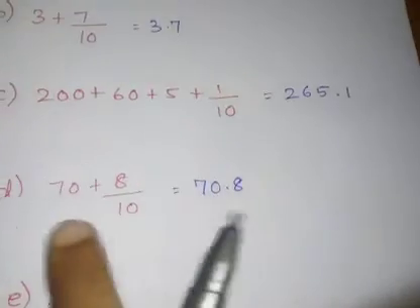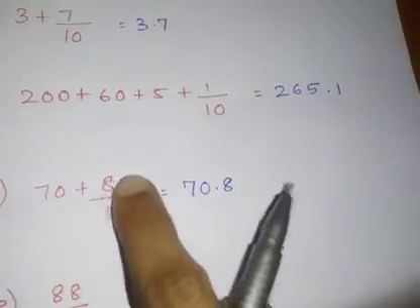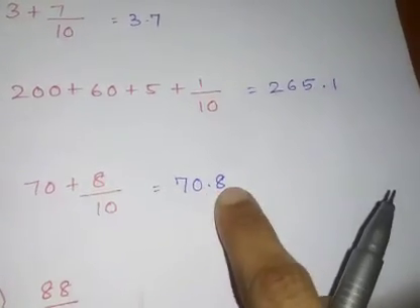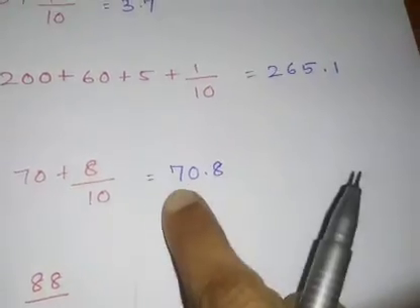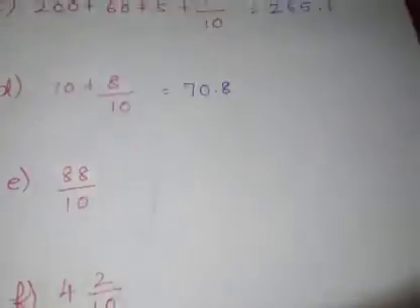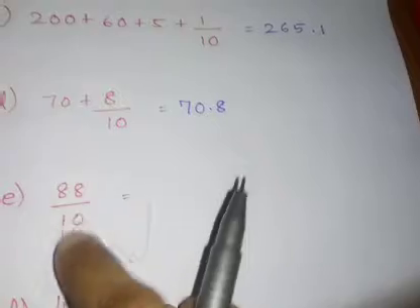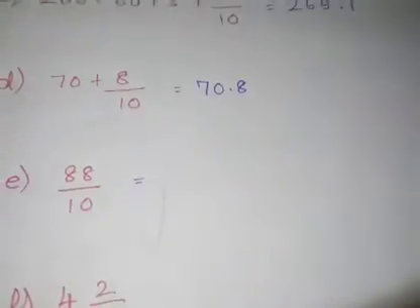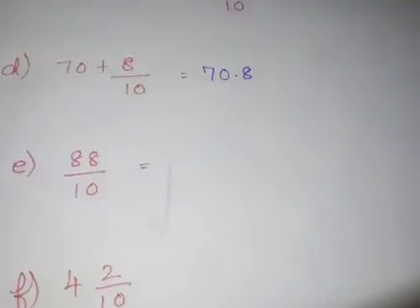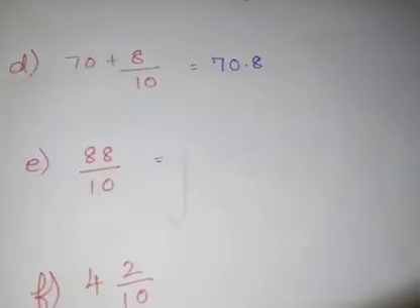70.8, because 70.8 is present in the tenths place. So after the decimal point you will write it: 70.8. Here, 88 by 10. This 88 is present in the tenths place. Okay. So actually what is the meaning now?